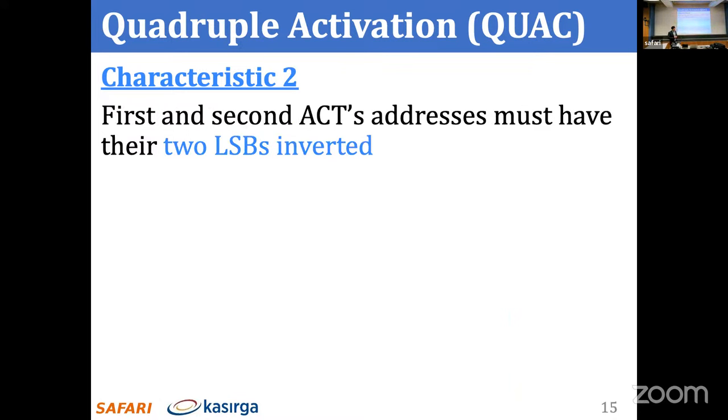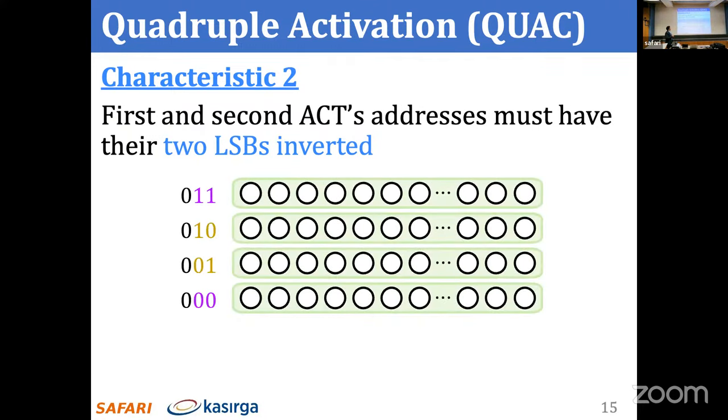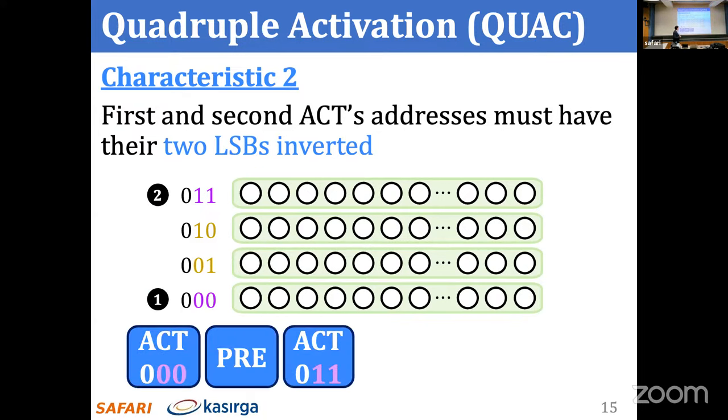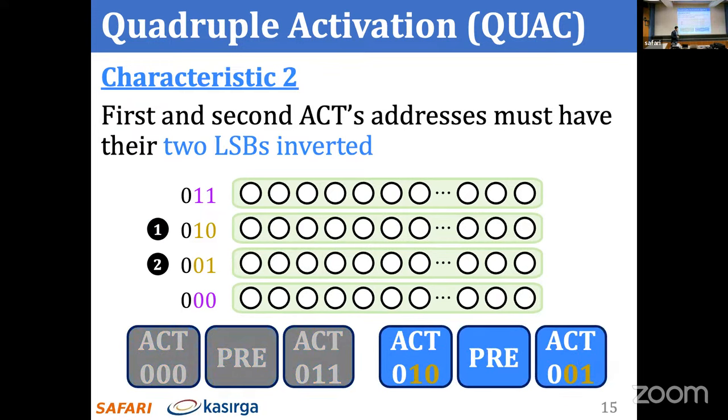The second characteristic is that the first and the second activate command must target two DRAM row addresses that have their two least significant bits inverted. This means that we can send the first activate command to row zero here, and the second activate command to row three, the top row, basically the row addresses that are colored the same. As long as we send the two activate commands to those two rows, we will enable all four of these rows. That is depicting what I just described. And a counterexample would be if you send the first activate command to row zero and then the second activate command to row one, you don't observe quadruple activation.